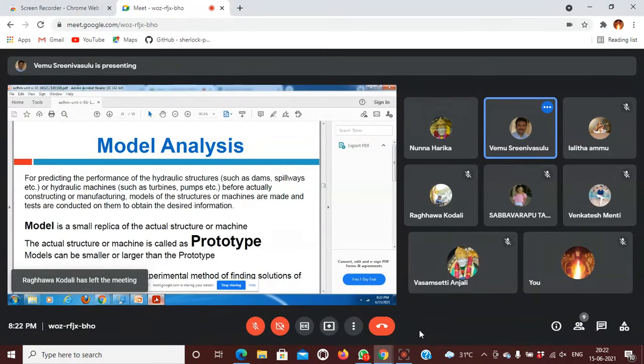No sir. Okay. So this model analysis, as I said, a model is a small replica of an actual structure or machine, right?